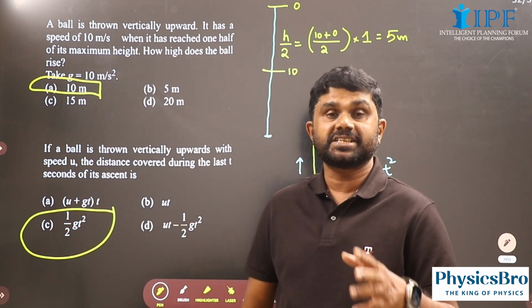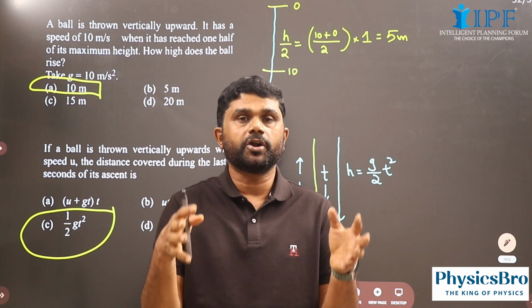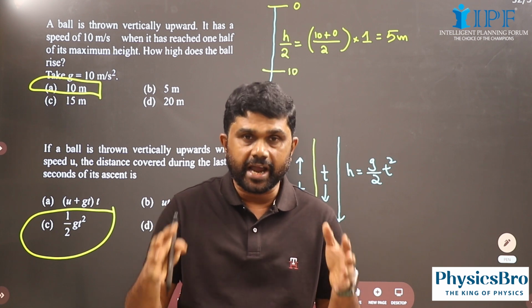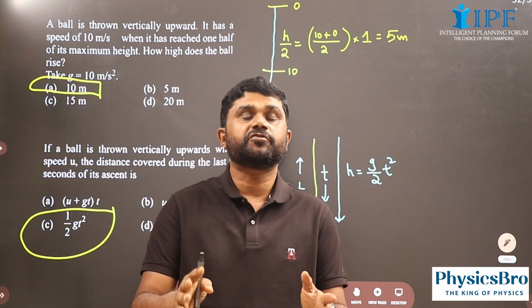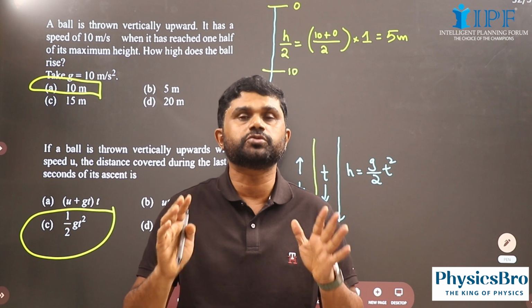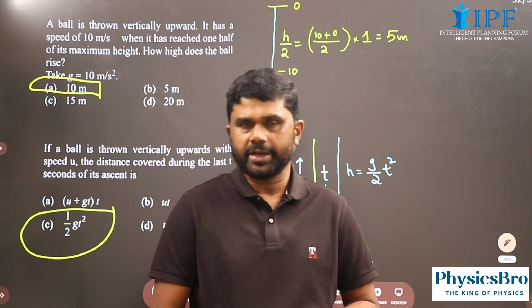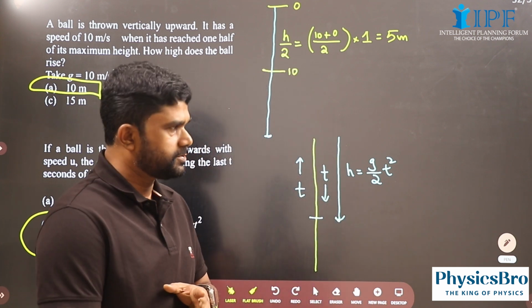When air resistance is neglected, when a body is moving under the effect of gravity alone, the time for upward motion will be equal to the time for downward motion. Okay, that is the idea behind this, right?